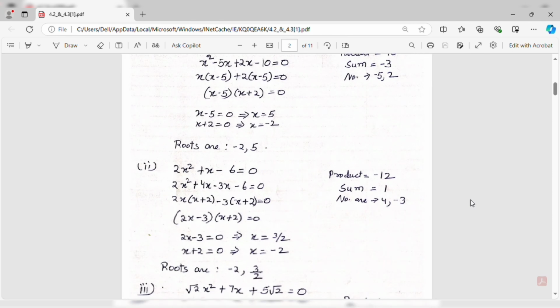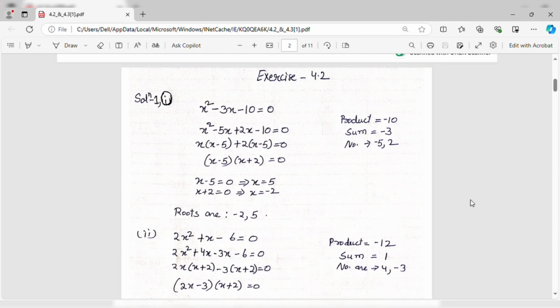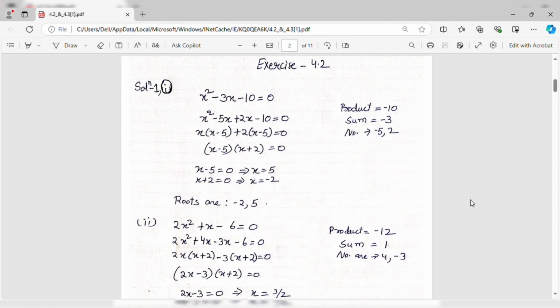So first we will split the middle term, which is minus 3x. So we will think of two numbers whose product is minus 10 and sum is minus 3. So those numbers can be minus 5 and 2. Here you have to be very particular about the sign. There should be no mistake in sign. So after solving, we will get two factors, x minus 5 and x plus 2 equals 0. From here, the roots will be minus 2 and 5.